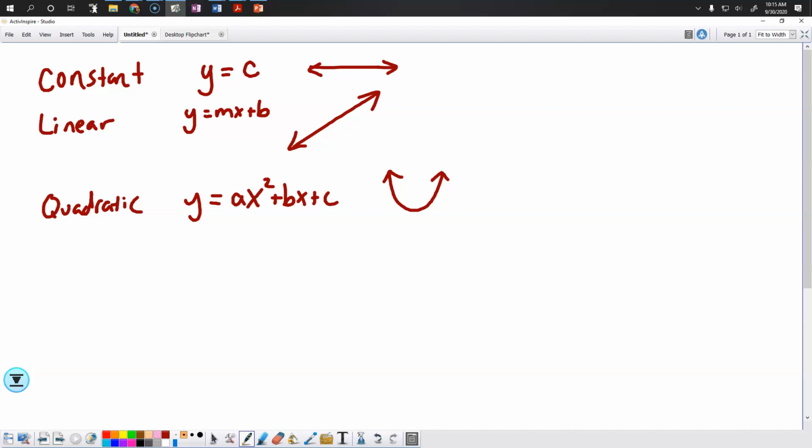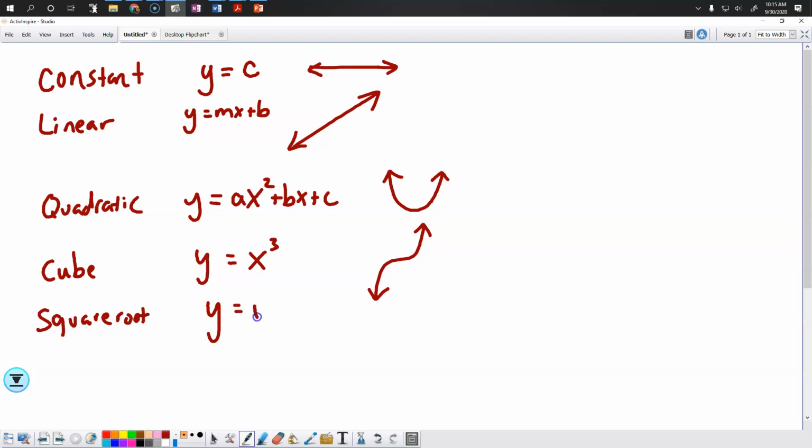Okay? We looked at a cubic function earlier today. We graphed this one, remember? Cubic functions look something like this. What else could we do? How about square root functions? Square root functions look like half of a parabola tipped over on its side. So square root functions look something like that, like half a parabola, but just tipped over sideways.